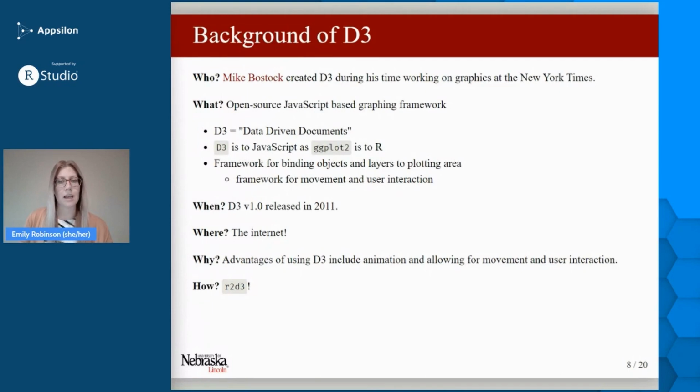So a little bit about data-driven documents, or D3. This is a JavaScript-based graphing framework that facilitates user interaction. If you're familiar with ggplot, ggplot is to R as D3 is to JavaScript. This is used by major news and research organizations such as the New York Times, 538, Washington Post, and Pew Research Center to create and customize graphics. A big benefit is that with D3, it's a lot easier to implement user interaction and animation into the graphic.